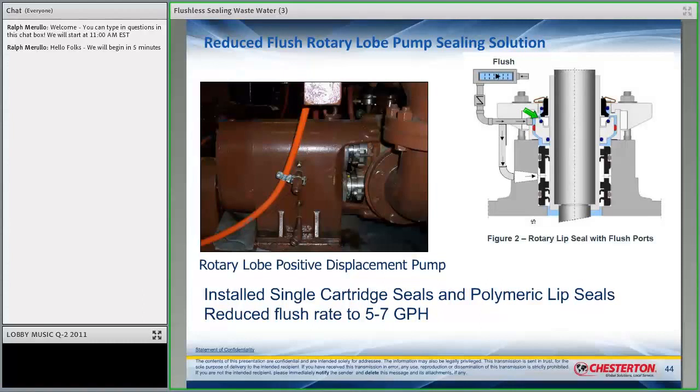Now, how do you know that the lip seal is worn? By the flush rate. So you monitor the flush rate. That starts to climb. You know that lip seal is worn. It's probably time to replace it. Absolutely. Okay. So there's a way to do that.